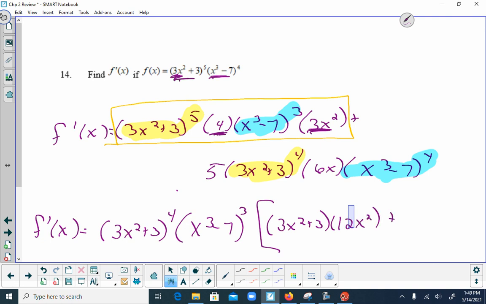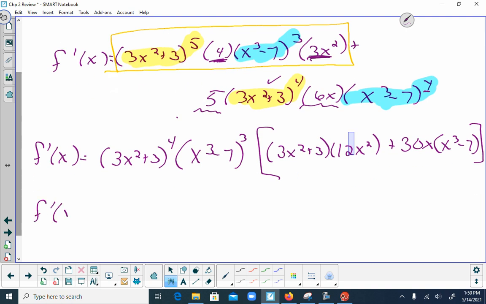Here's the plus sign. I have this 5, and I have this 6x, so I have 30x, and 3x squared plus 3 to the 4th, already taken care of, and then I factored out x to the 3rd minus 7 to the 3rd. This is to the 4th, so I'm going to need one of those, x to the 3rd minus 7, just one of those.